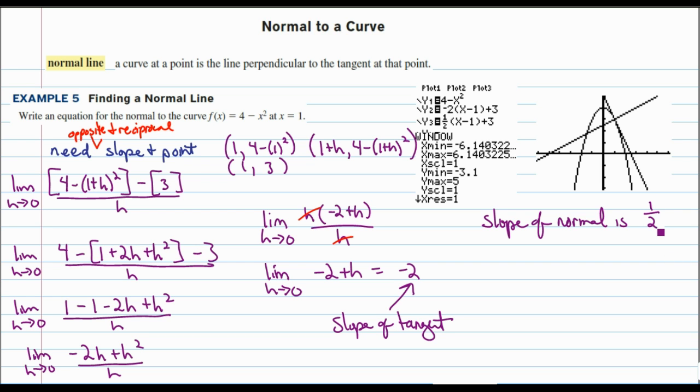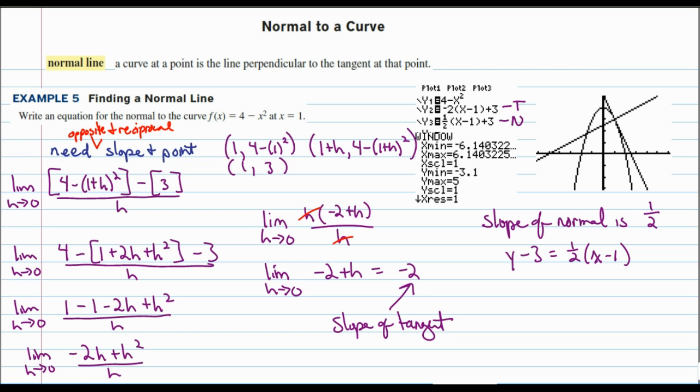Now it's still going to go through the same point on the original curve, which was 1 comma 3. So I have y minus 3 equals 1/2 times x minus 1. And as you can see, I've already graphed these. So here's the normal, here's the tangent, and here's the original function.